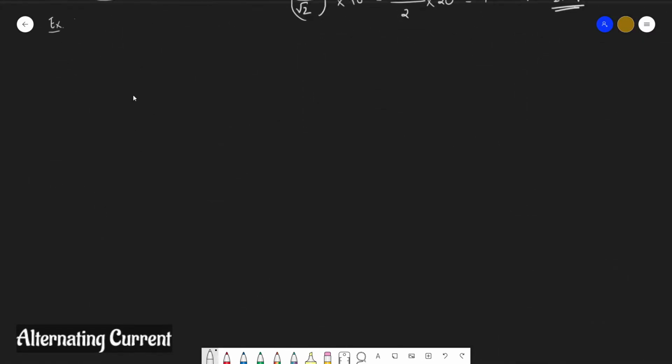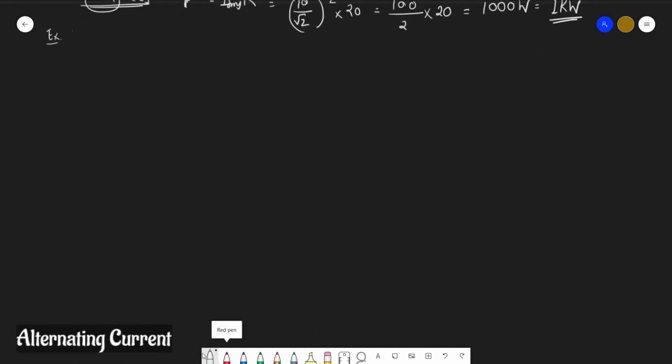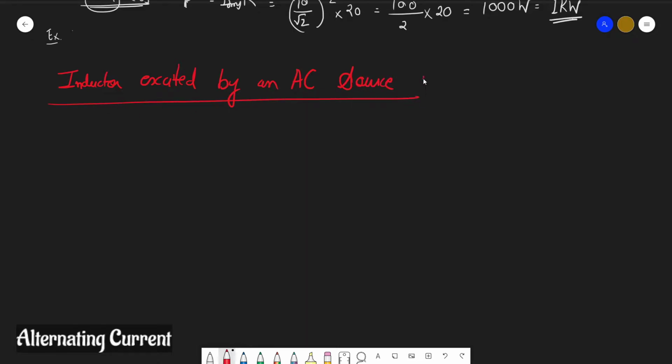Let us see today's topic, and it is inductance: an inductor excited by an AC source. This is what we are going to see today, how this inductor is going to behave.